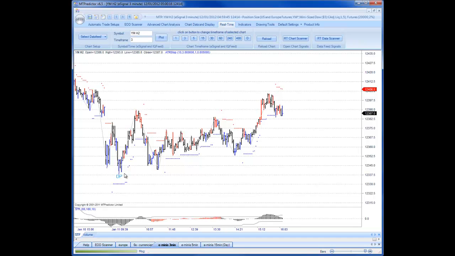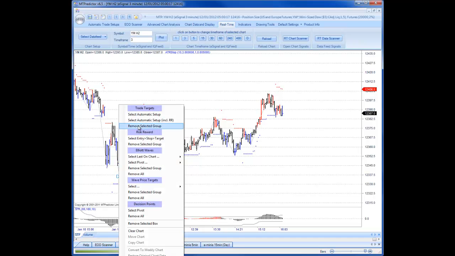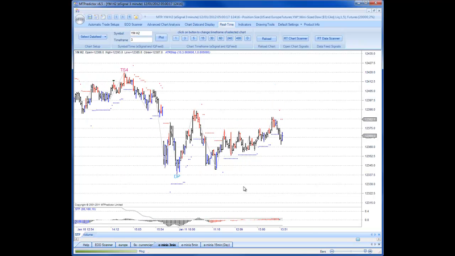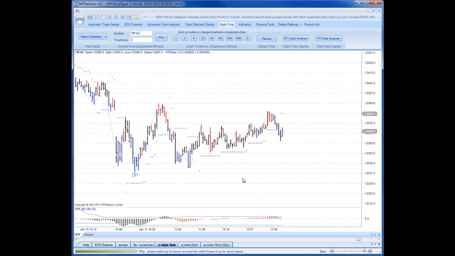The only automatic trade setup we had was this DP buy here. It was on a black STF, so that was okay for standard traders. Remember, I'll just zoom in a bit actually there. Remember, we use the STF color for standard traders, where blue is an uptrend, red is a downtrend, and black is flat, therefore you can buy or sell.